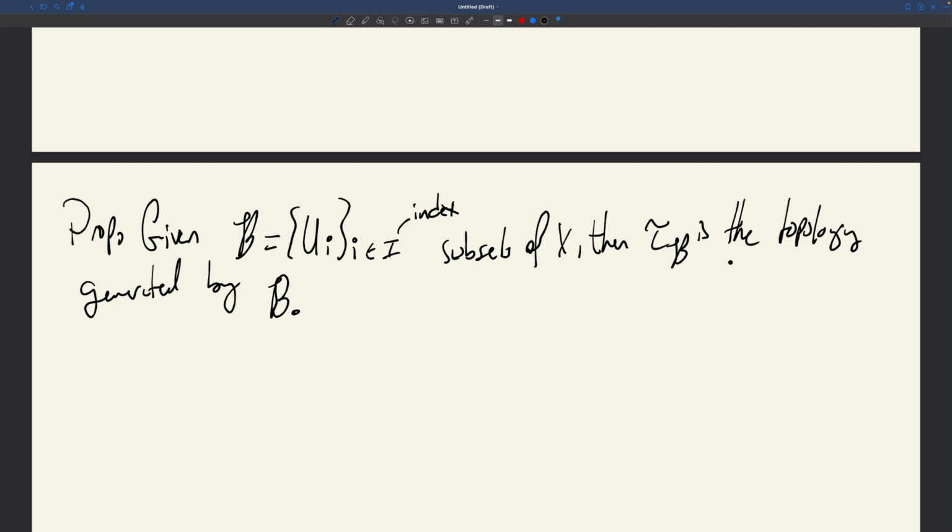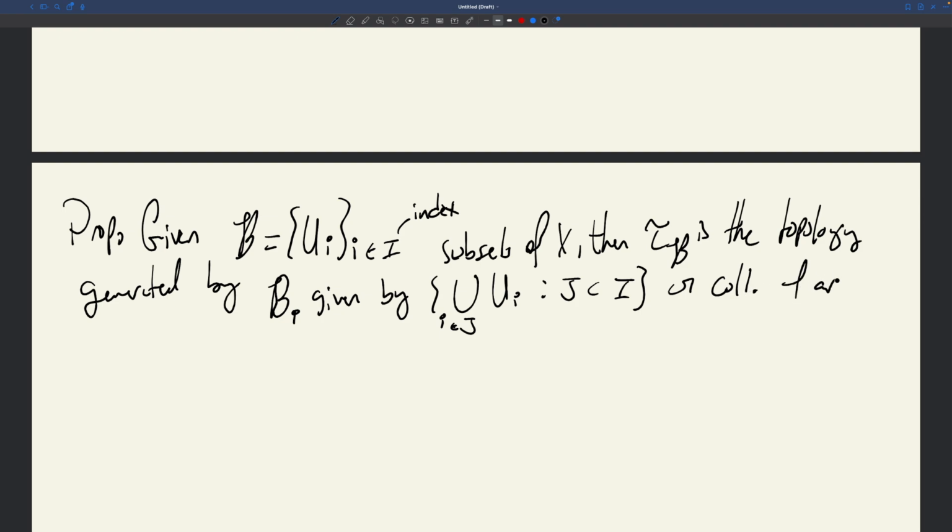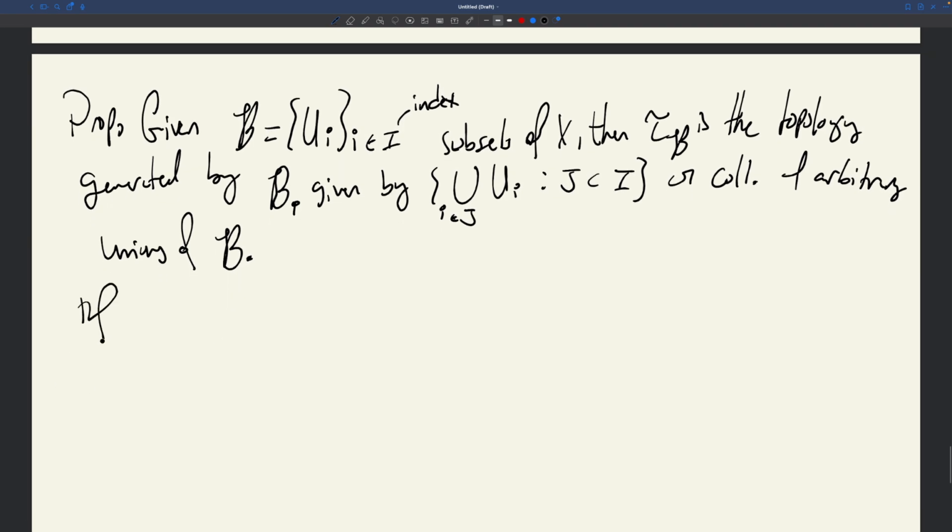Maybe I shouldn't get too ahead of myself, but I kind of gave an example that related to this question. It is given by the union over j in J of U_j, such that J is a subset of I, or the collection of arbitrary unions of this basis set. Let's give a proper proof for this.